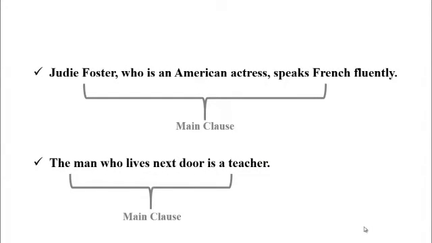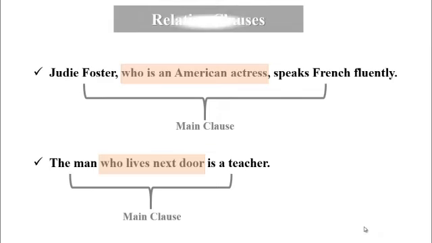We have two examples. Judy Foster, who is an American actress, speaks French fluently. The man who lives next door is a teacher. Judy Foster speaks French fluently and the man is a teacher. These in English are called main clauses. What about "who is an American actress" and "who lives next door"? These in English are called relative clauses.